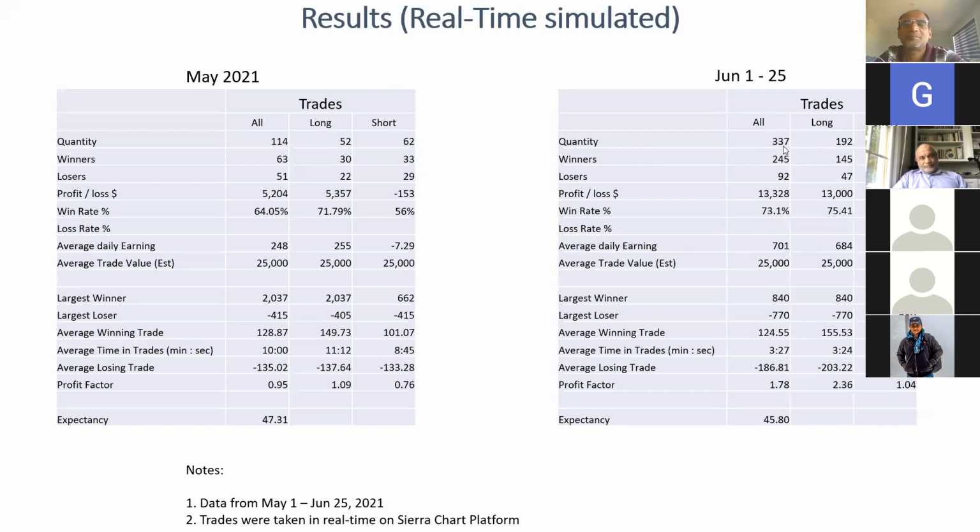337 trades in 19 working days. Long were 192, short were 145. Winners were 245, here 145, there 100. But my net profit was $13,328 here. $13,000 came from long, only $328 from short. Then what's the point of having shorts?